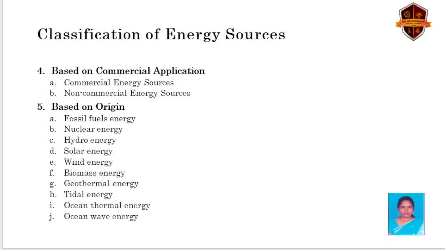Energy sources can also be classified based on commercial application into commercial and non-commercial energy sources. Based on origin, energy sources include fossil fuel energy, nuclear energy, hydro energy, solar energy, wind energy, biomass energy, geothermal energy, tidal energy, ocean thermal energy, and ocean wave energy. This classification shows the wide variety of energy sources available in nature. Each source has unique characteristics, advantages, and limitations. Engineers must select the appropriate source based on location, availability, and demand.